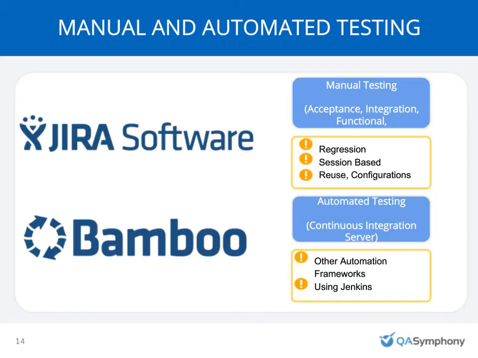If you look at what Atlassian says, they'll give you two recommendations, right? They'll say, okay, if you're going to use JIRA, go ahead and use JIRA Software, and that's going to be great for manual testing, acceptance testing, and so on.